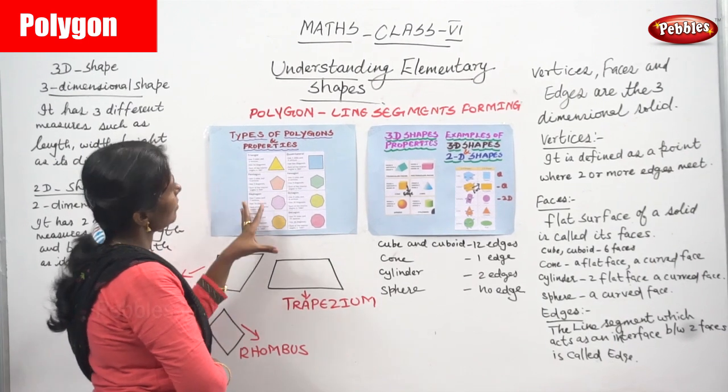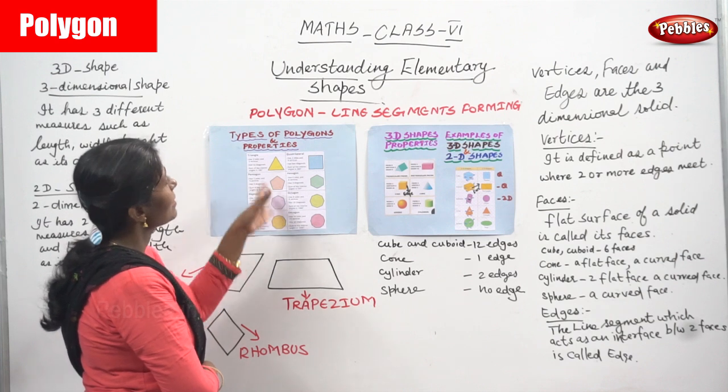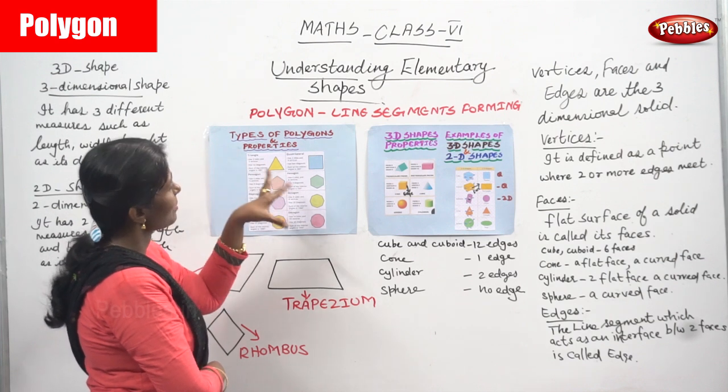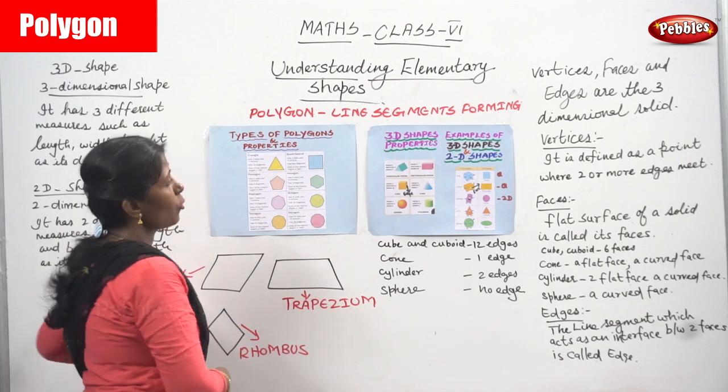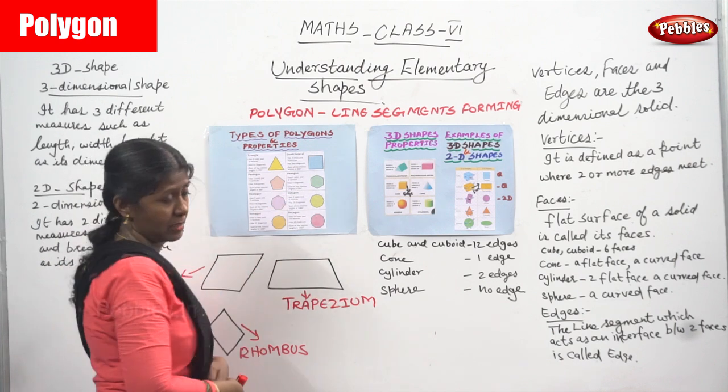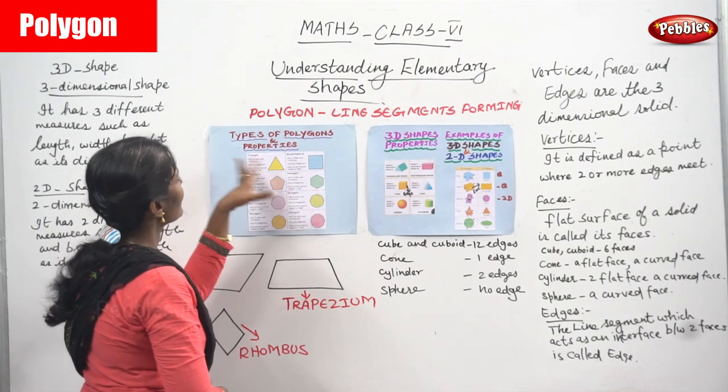So this closed curve is forming a polygon. This closed curve is nothing but it's made up of line segments. So line segments forming a polygon are called sides. That's it. And types of polygon and properties.